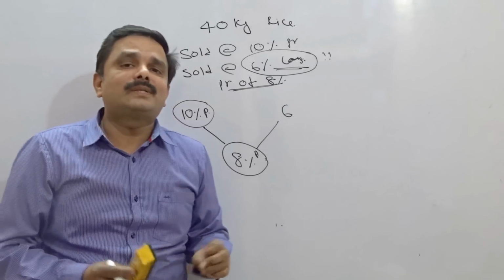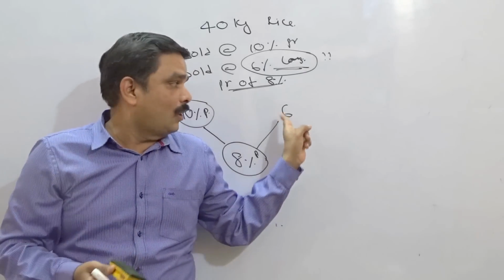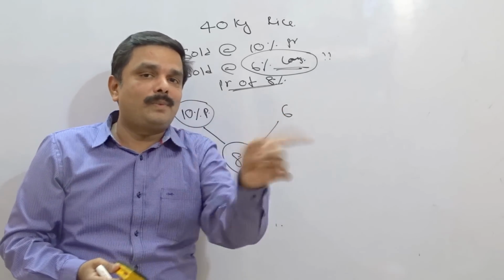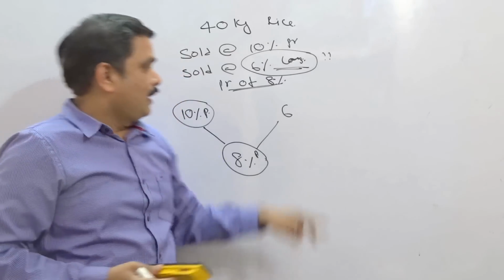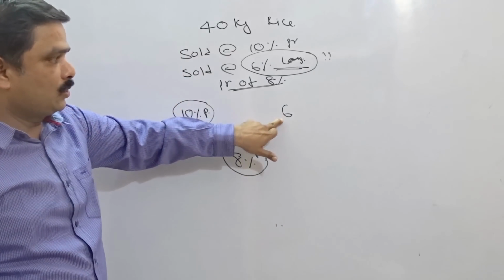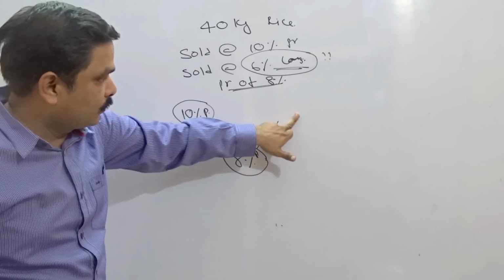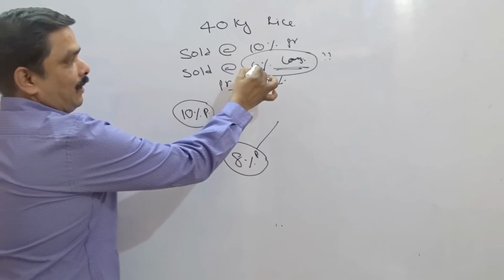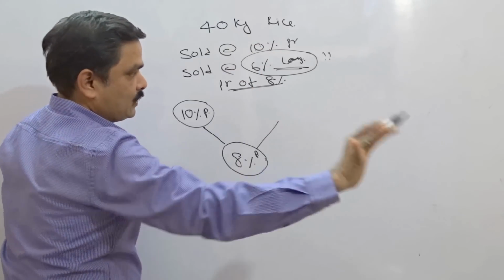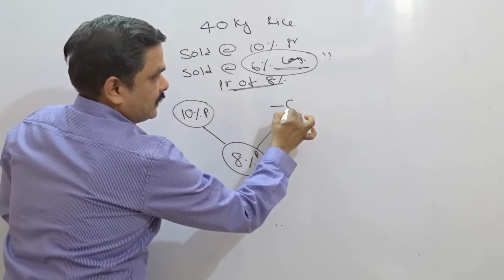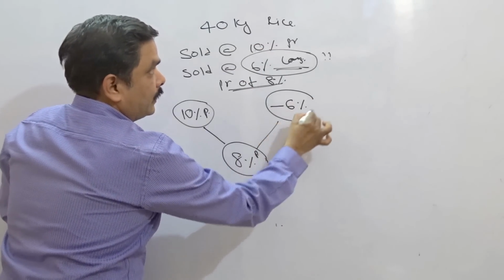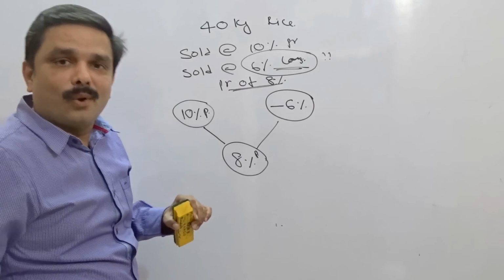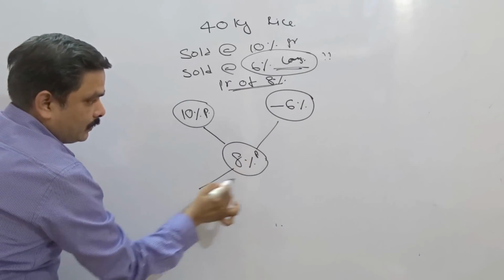I cannot take this one as 6%, because it is a loss that they have given. So all three should be of the same kind. For that reason, I am going to convert this one into profit. How to convert this into profit? A 6% loss means, in terms of profit, minus 6% profit. It is minus 6%. Alright, so now I am using the rule.